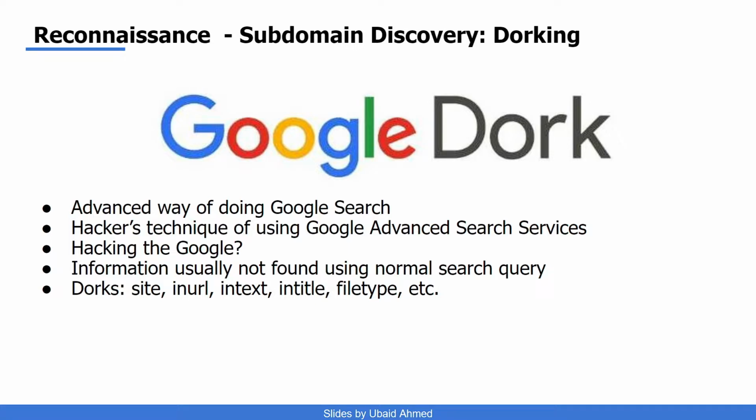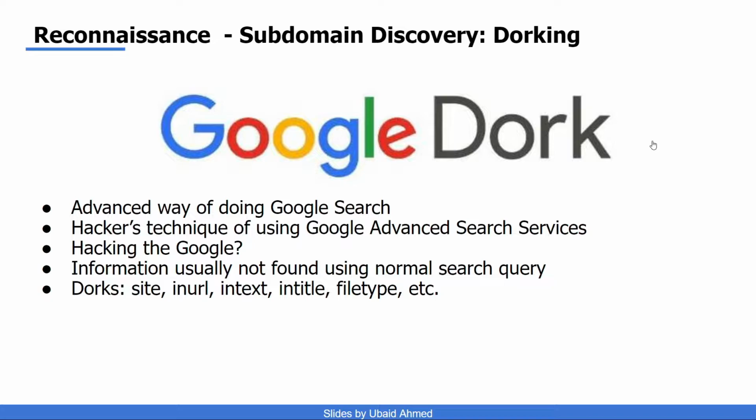Google dorking uses filters known as dorks for filtering the results, which is usually not possible during normal Google search. Some examples of these dorks are site, inurl, index of, intitle, filetype, etc. So let's see how these dorks actually help us in our Google search, and most importantly during our reconnaissance activity. Talking about the first dork, which is site, it helps us in getting the results only from a specific site.